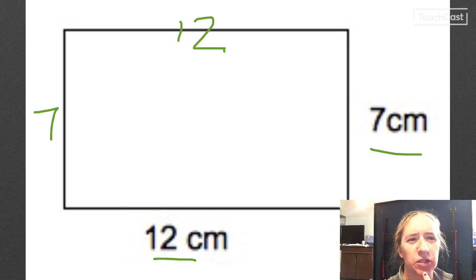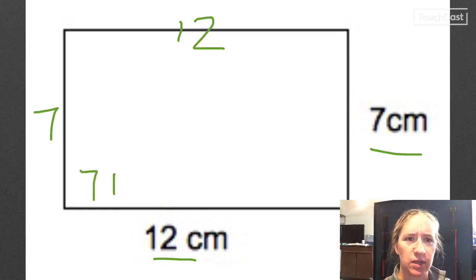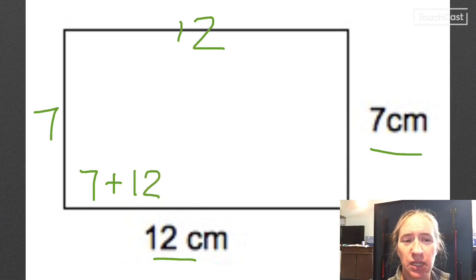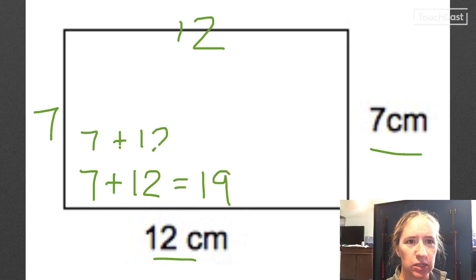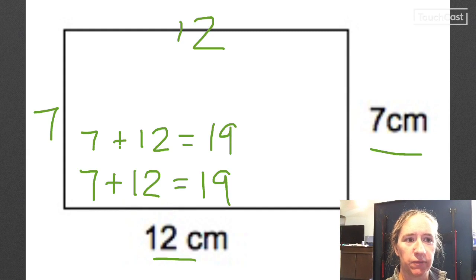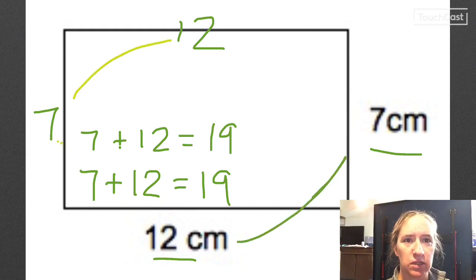I'm going to do something interesting for this one. First, I'm going to add 7 plus 12 and figure out what that equals. It equals 19. And I can do the same thing. 7 plus 12 for the other 2 sides, which equals 19. So I did the first 2 sides, and then I did the second 2 sides here.